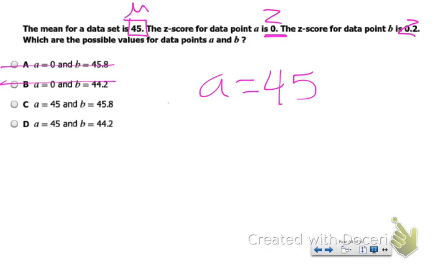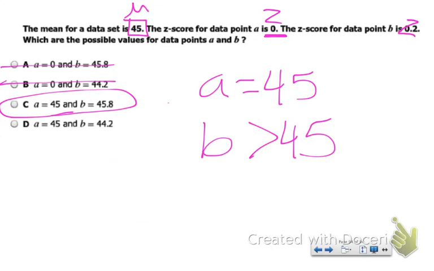Then it says the z-score for data point B is 0.2. Now we can't figure out exactly just from that information, but we do know that that's a positive z-score, so B has to be greater than 45. Okay, well, that would have to be C then. B is 45.8, not 44.2. And that's it for this one.